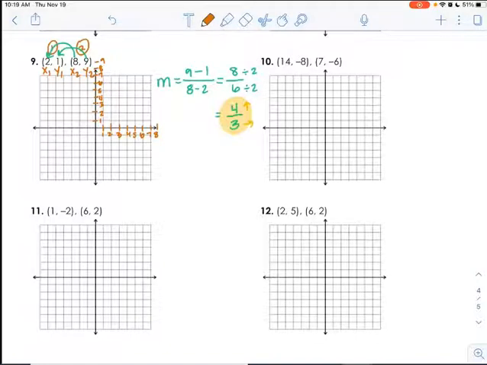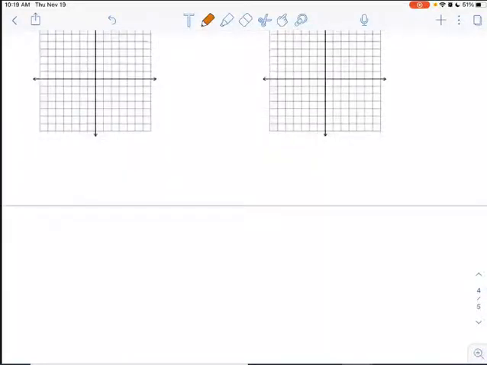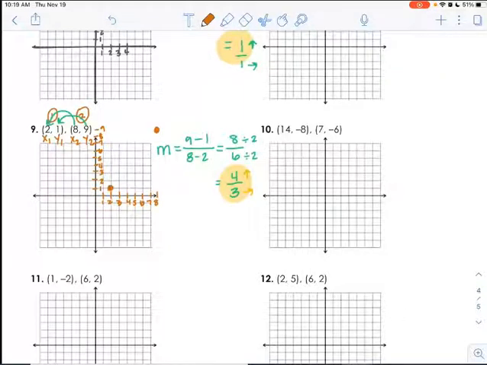So my first point, 2, 1, I'm going to go over 2, up 1. That's my first point. 8, 9, I'm going to go over 8, up 9, which puts me right about here. I'm going to connect those dots, and add my arrows to show that this is a continuous line.